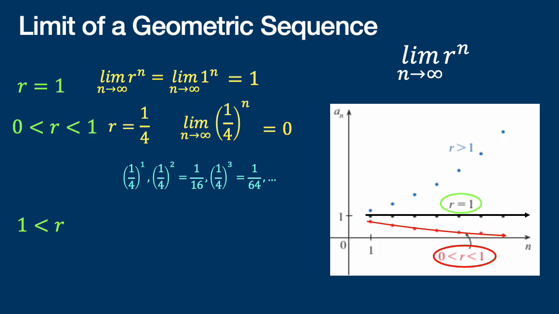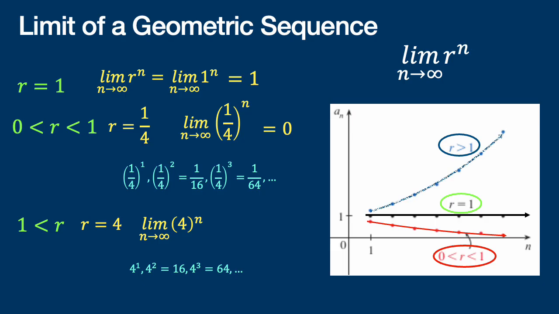Now we need R greater than 1. So we picked R is 4. We want to find the limit of 4 to the n. You plug in n equals 1, 4; n equals 2, 16; n equals 3, 64. You also check the behavior of this sequence: it is increasing. So when R is greater than 1, the geometric sequence is increasing.